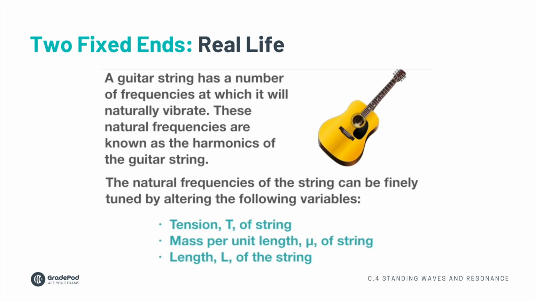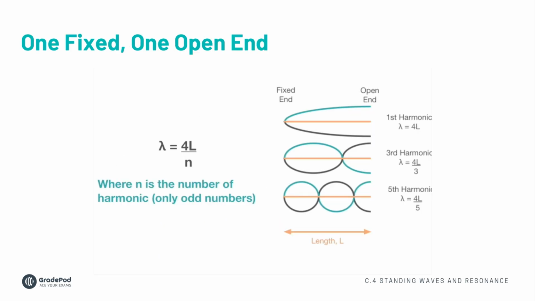A real-life example of this is a guitar string. We talked about that earlier. A guitar string has a number of frequencies at which it will naturally vibrate. These natural frequencies are known as the harmonics of the string. The second scenario of standing wave that you need to be comfortable with is 1 fixed end here and 1 open end here. So the lengths as before.